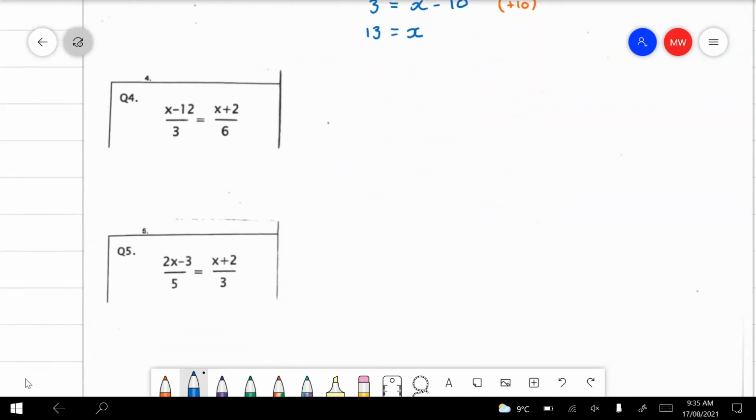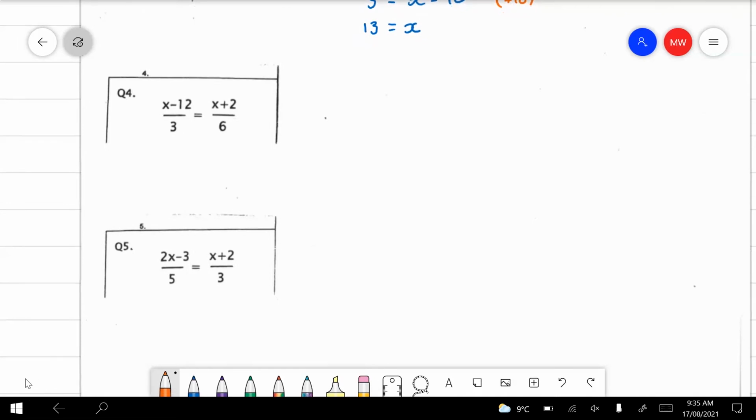Question 4. I can see I can turn that 3 into a 6 by doubling it, so I'm going to do that. Anything I do to the bottom, I've got to do to the top. So now what I'm left with is 2 groups of x minus 12 equaling x plus 2. Again, I've removed that denominator of 6.